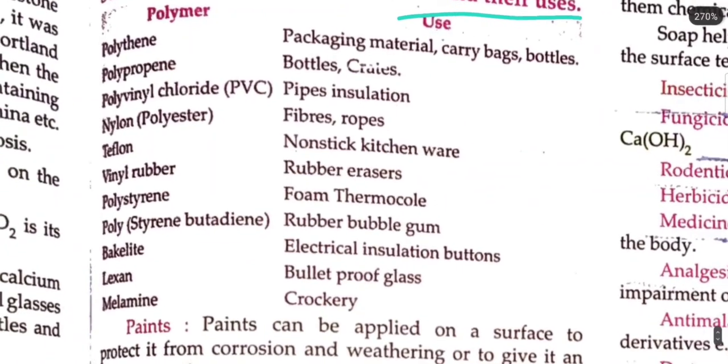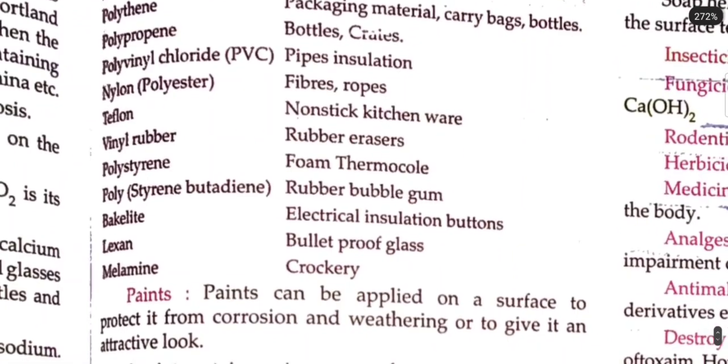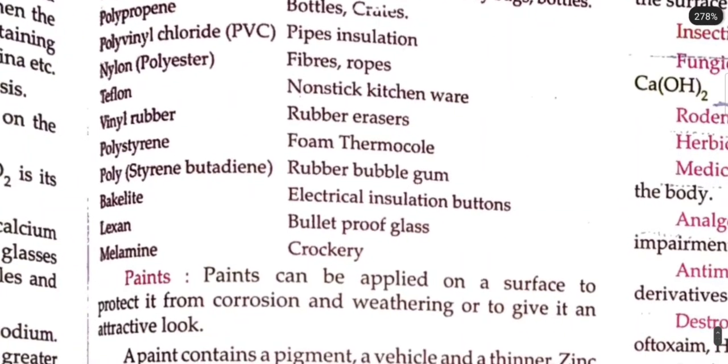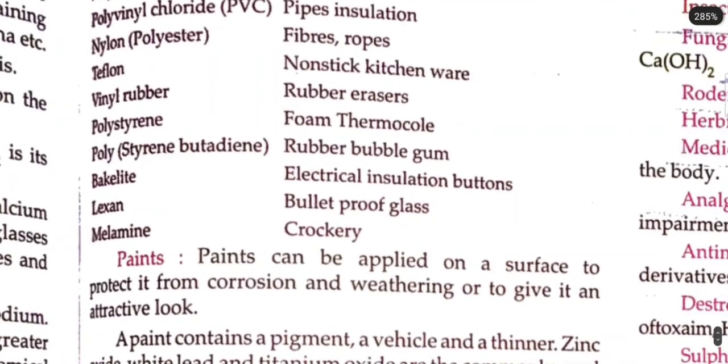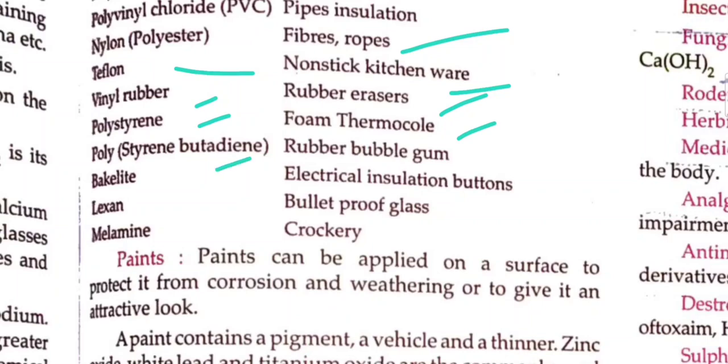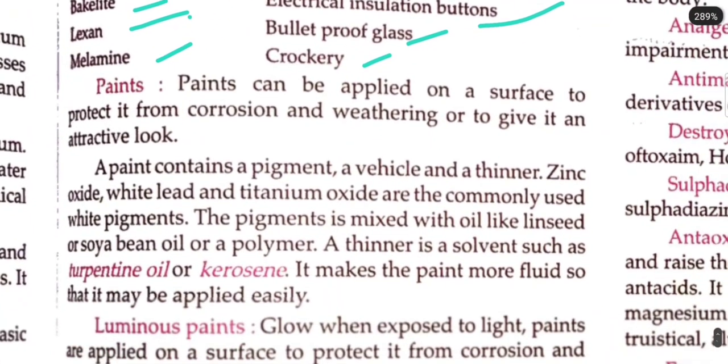Some common man-made polymers and their uses: Polythene, packaging material, carry bags, bottles. Polypropylene, bottles, crates. Polyvinyl chloride, pipes, insulations. Nylon, polyester, fiber, ropes. Teflon, non-sticky kitchenware. Vinyl, rubber erasers. Polystyrene, foam, thermocol. Styrene butadiene rubber, bubble gum. Bakelite, electrical insulations, buttons. Lexan, bulletproof glass. Melamine, crockery.